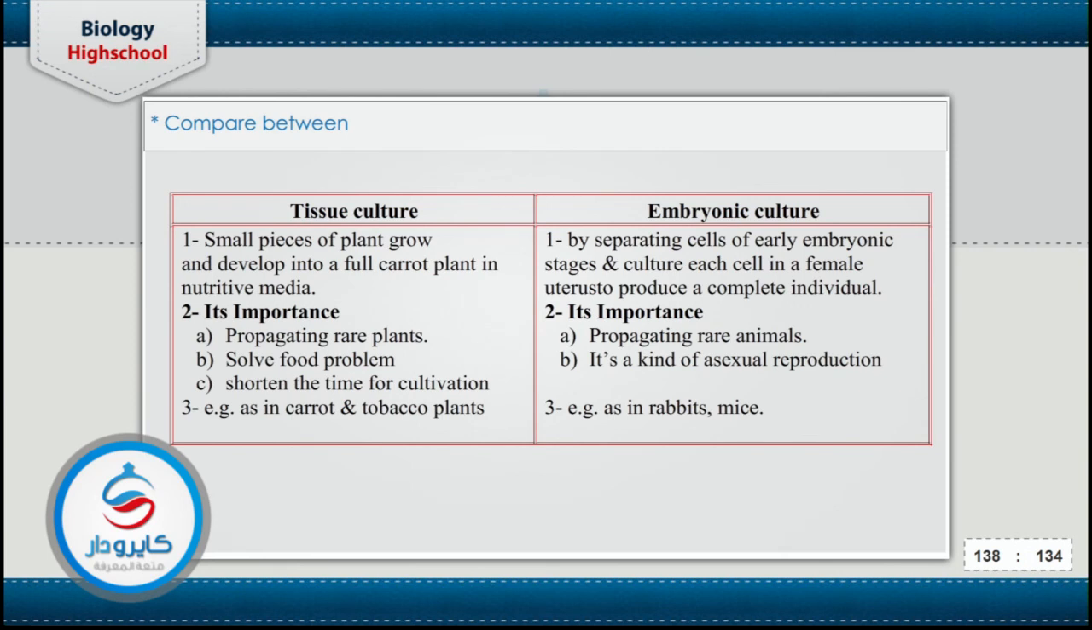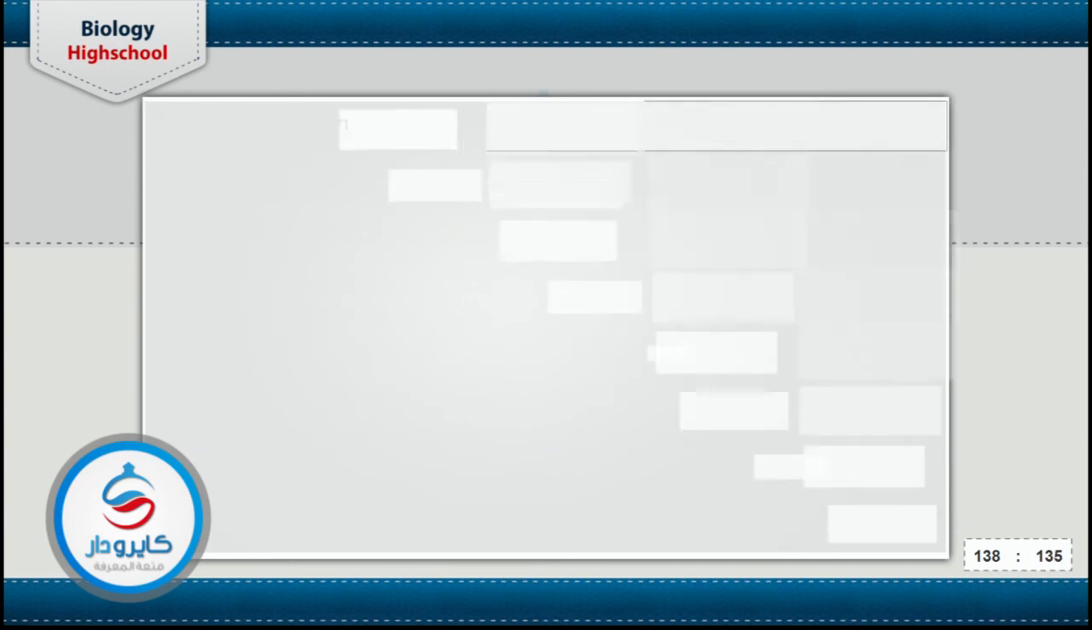So we carry out the embryonic culture. Examples of the tissue culture are the carrot and the tobacco plant. If you put a piece of carrot or a piece of tobacco plant in the nutritive medium, that develops to produce a complete plant. In the case of the embryo culture, that takes place in rabbits, mice, or any animals that are exposed to extinction. The next question.